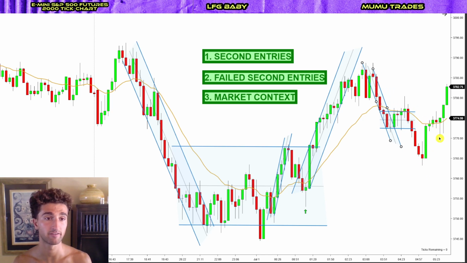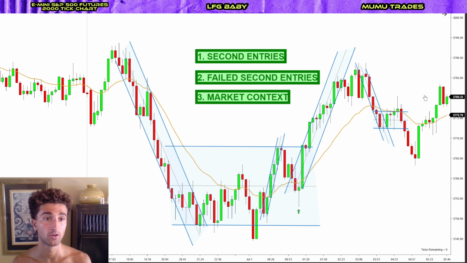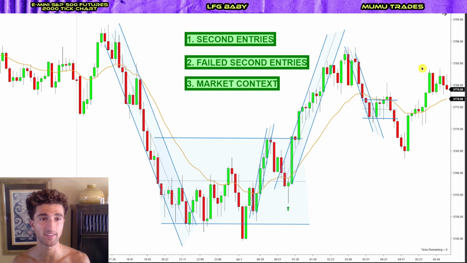A potential reversal. First entry short, second entry short, failure if the next bar breaks above this one. However, we're not touching the EMA. Even though it's a bullish bar, we should probably skip that trade too.